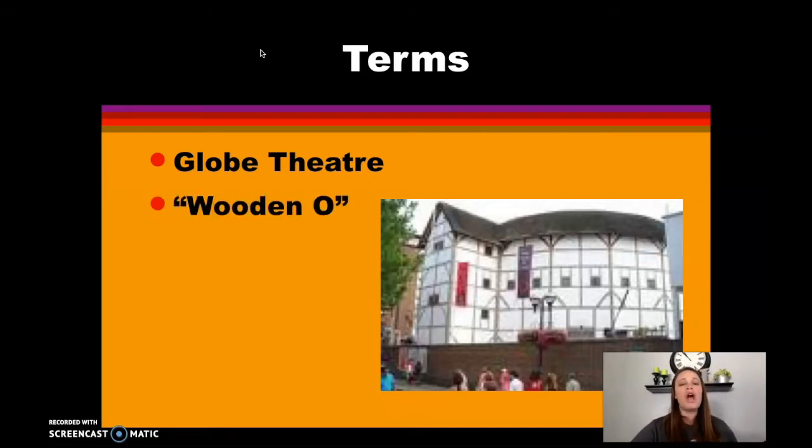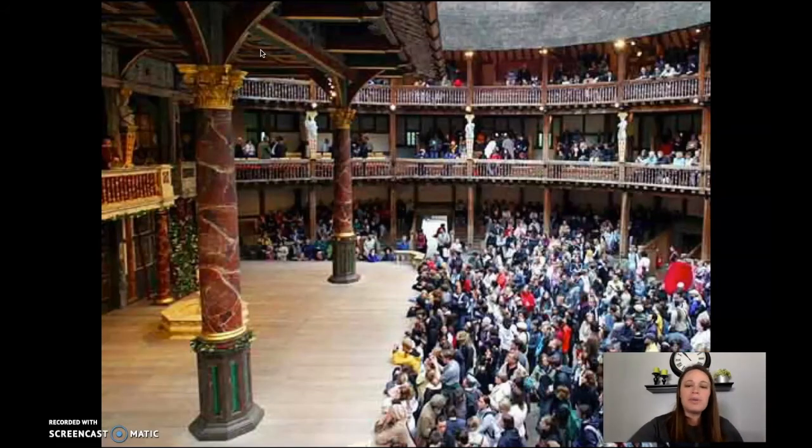It was also called the Wooden O, okay, because it was shaped like an O or a circle. This is what it would look like on the inside, and this is what it looks like today. Obviously, these people are from today. So you'd have kind of 3 tiers of seats, and those were the people that paid a little bit more money if you got a seat. You could also buy a cushion to sit on because those benches were wooden. And then right in the front, you see all those people standing. Those were called the groundlings. So you would pay obviously a lot less to stand in the front. That was usually people of lower class that were coming to be a groundling.